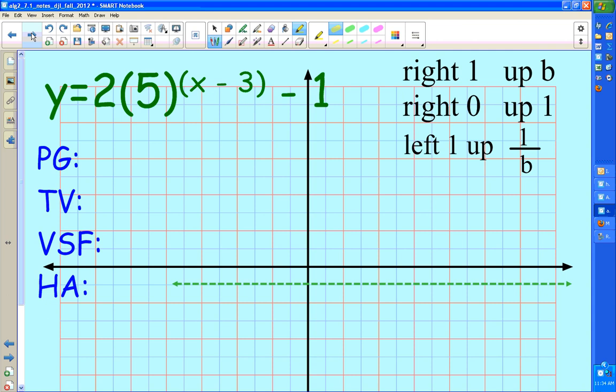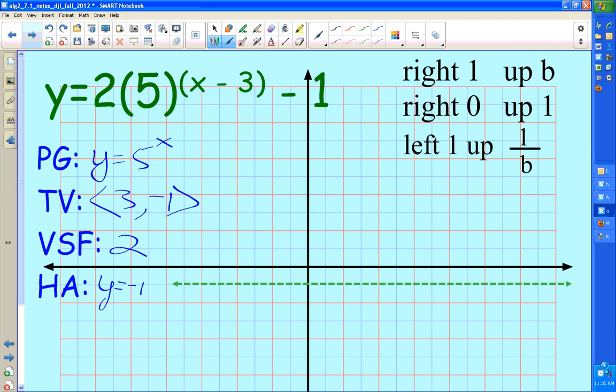Okay, so this one has everything. It has a stretch factor, it has a translation vector, and it has a base greater than 1. Parent graph is y equals 5 to the x. Translation vector, remember it's the opposite of what's with the x, so it's going to be a positive 3, negative 1, and your vertical stretch factor is 2. Your horizontal asymptote, y equals negative 1. You can see that's already put into place for us.